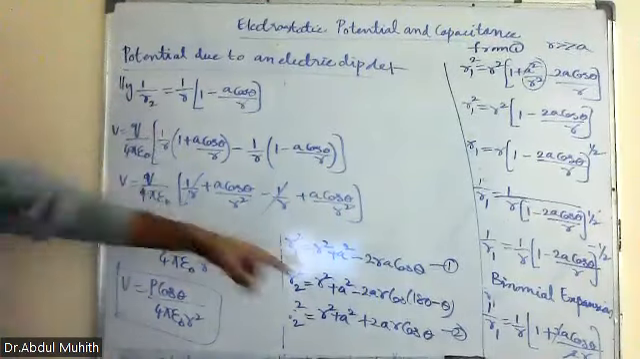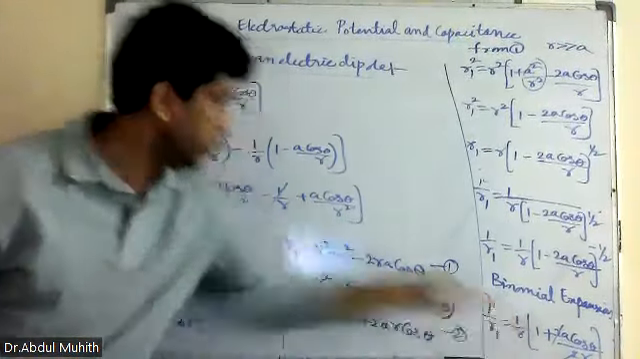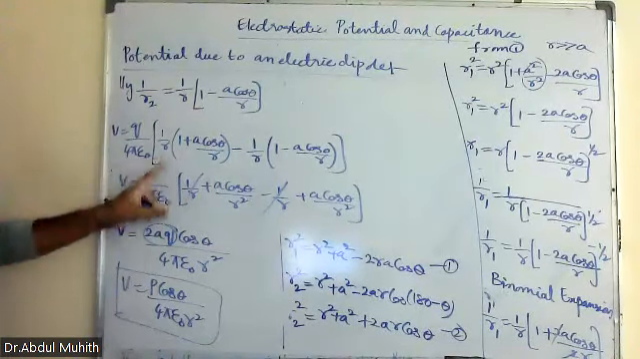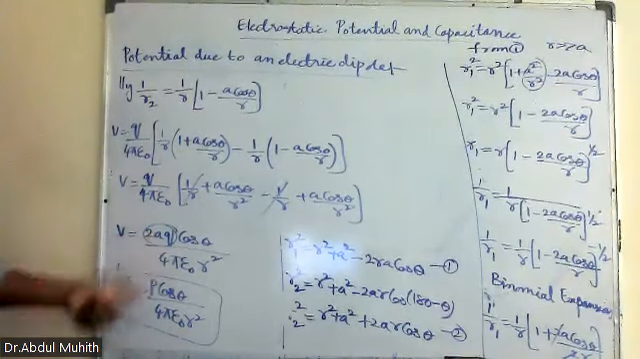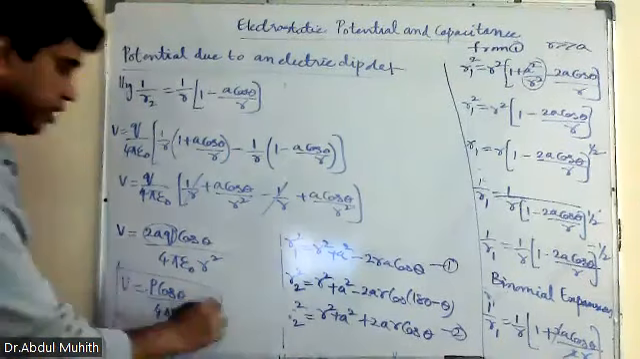Once again, I am writing similarly, but here it is plus, here it is minus. That's the difference. Then add both of them and simplify. We are left with 2QA cos theta. So 2QA is nothing but P, giving P cos theta divided by 4 pi epsilon 0 R square. This is the final formula.